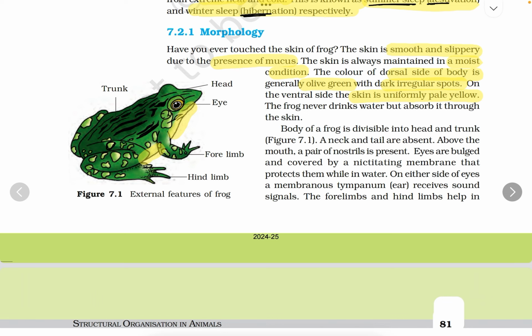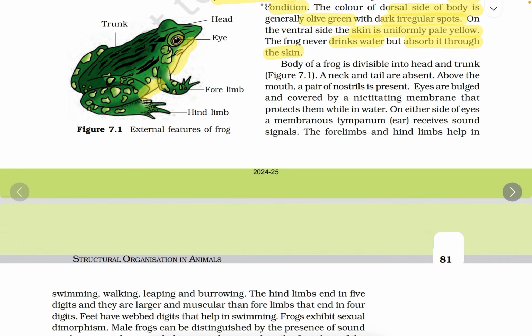The frog never drinks water, but it can absorb water through its skin. So the frog will not drink water, rather it absorbs the water through its skin. So the skin is moist.